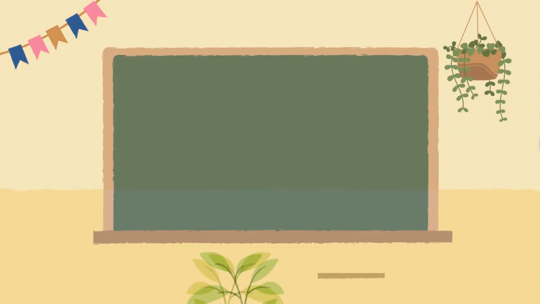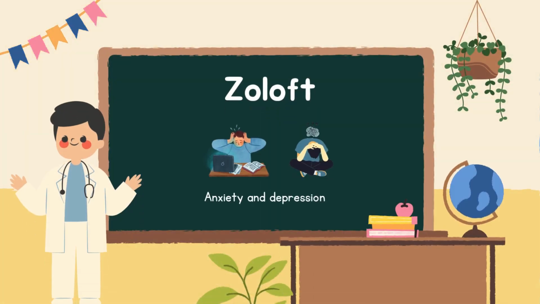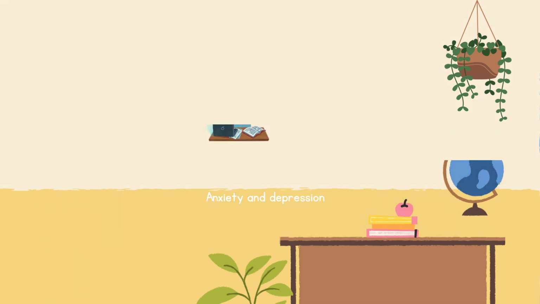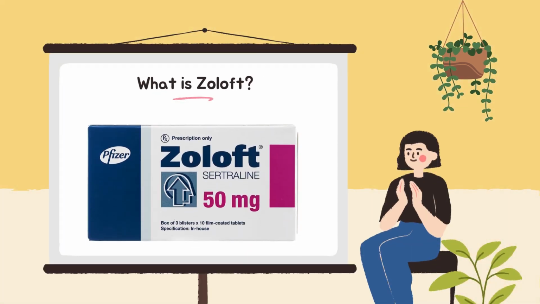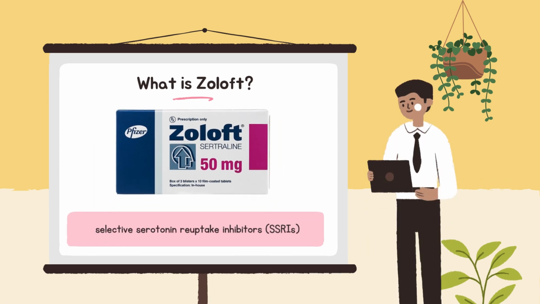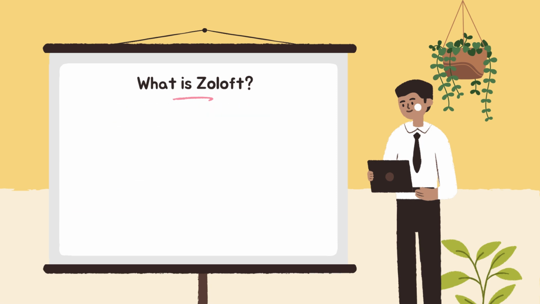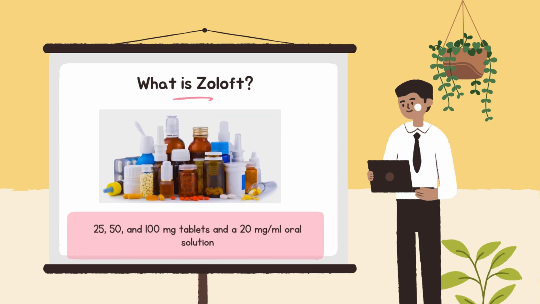The antidepressant widely prescribed for anxiety, Zoloft. What is Zoloft? Zoloft is a brand name for the antidepressant sertraline. Zoloft is available as an oral tablet and an oral liquid solution. Zoloft oral tablets come in 3 strengths, 25 mg, 50 mg, and 100 mg. Zoloft oral solution comes in 1 strength, 20 mg per milliliter, mg/mL.